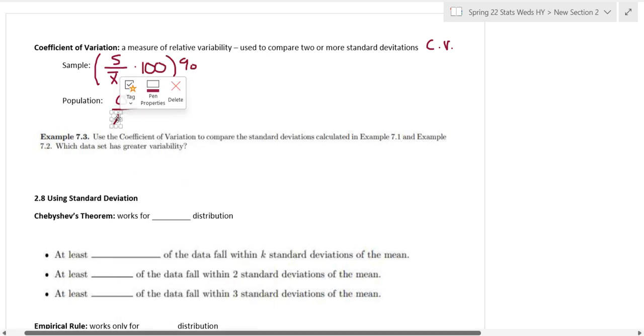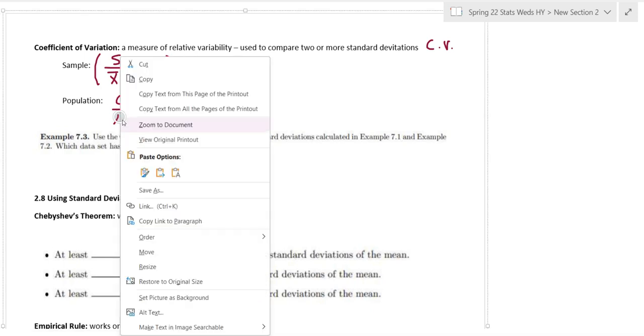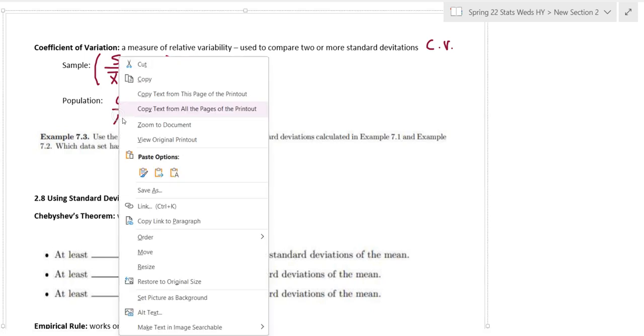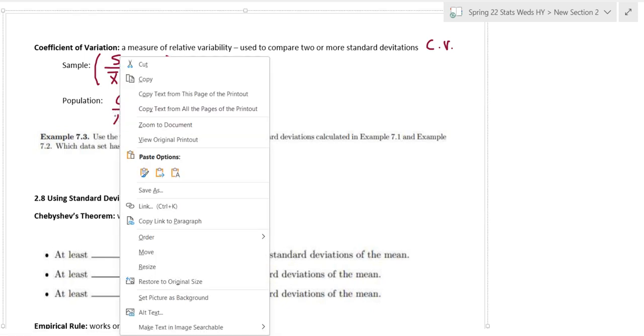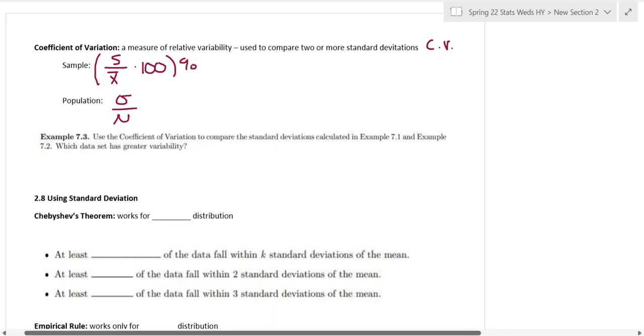If it'll let me write it. There we go. Okay. There's mu times 100%.